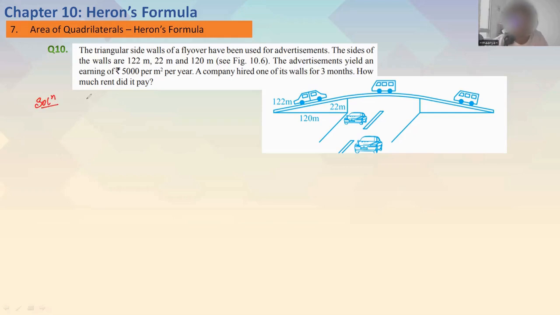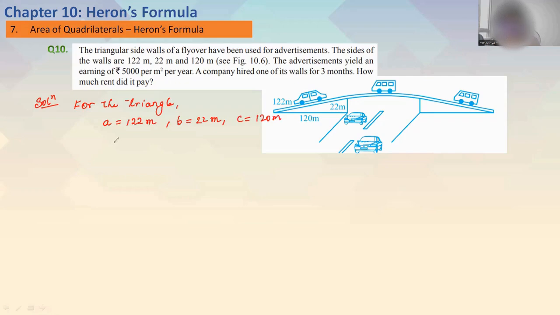What are the things given in the question? Let A equal 122 meters, like this for the triangular section where the poster is to be placed. A is equal to 122 meters. B equals 22 meters. C equals 120 meters.